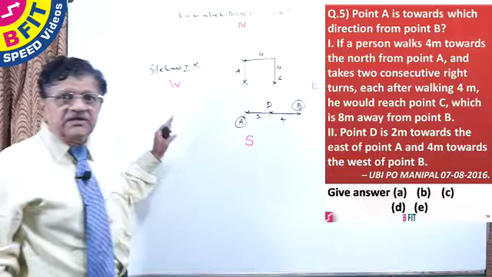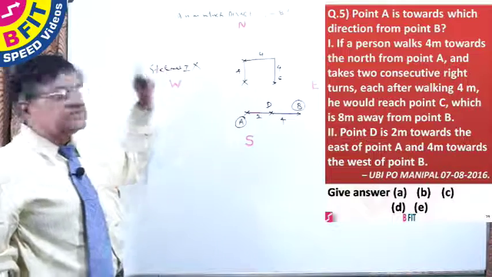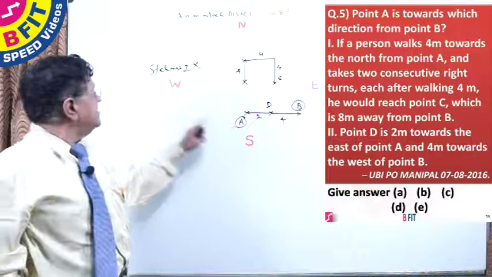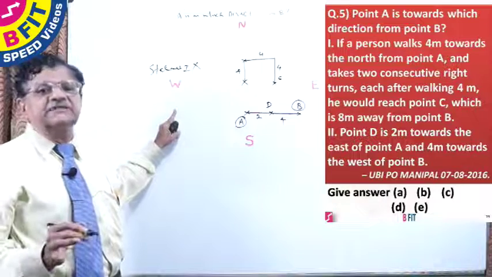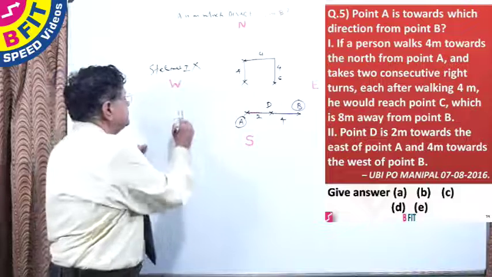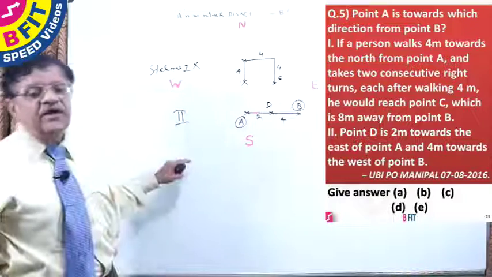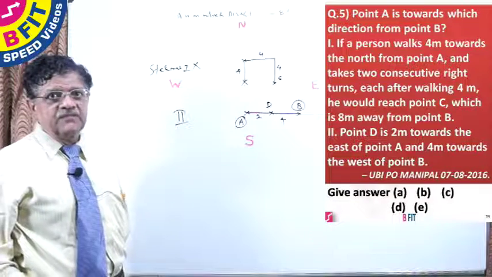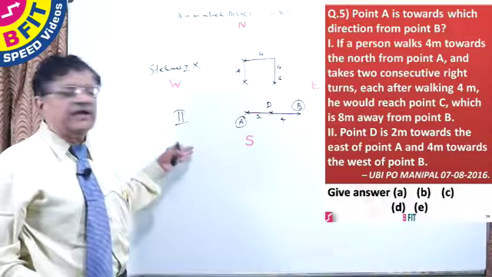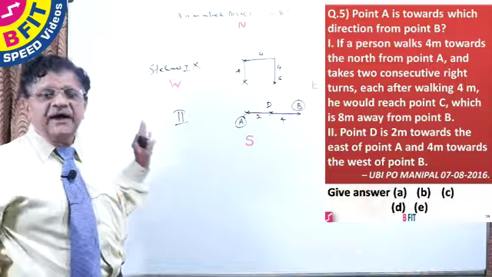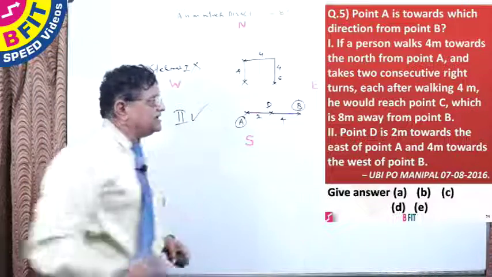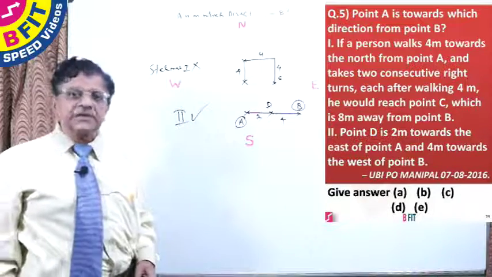So what is the question we have to answer? A is in which direction from point B? Obviously the answer is west. We need not arrive at the answer, but we know that we can arrive at the answer from statement 2 alone. From statement 1 alone we cannot arrive at the answer. Combinations are irrelevant, because from statement 2 alone you can arrive at the answer. Therefore the answer to the question is option B.